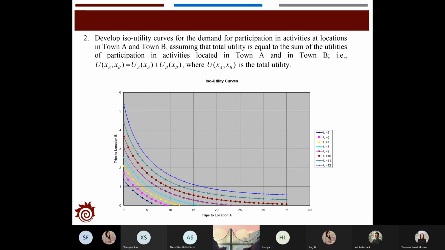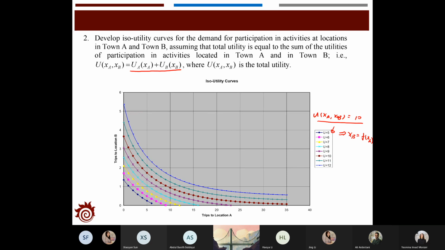You can also draw this line directly through this expression, UAXA plus UBXB. You know the expression for XA, you know the expression for XB, and if we let the total utility U(XA, XB) equal a set of values, 5, 6, 7, 8, 9, 10, 11, 12, or any other values you specify, then you can derive XB as a function of XA. Then that will be the iso-utility curve.